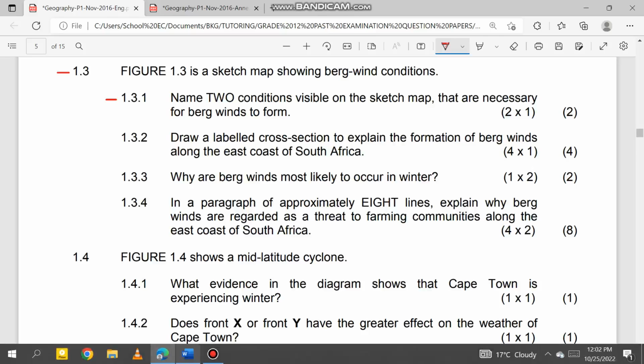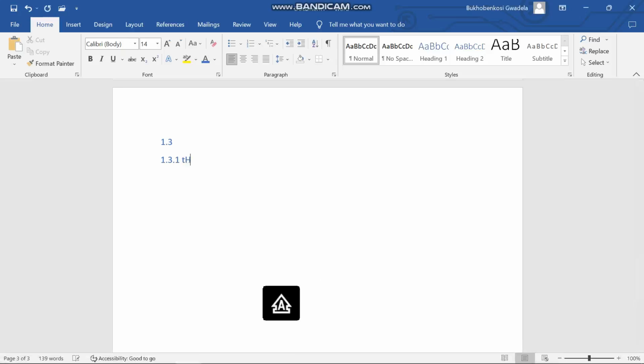So the conditions are, let's write the answers down. The presence of a high pressure cell, or you can say Kalahari high or continental high, or the presence of the continental high over the interior of South Africa, or over the land. You can say that.